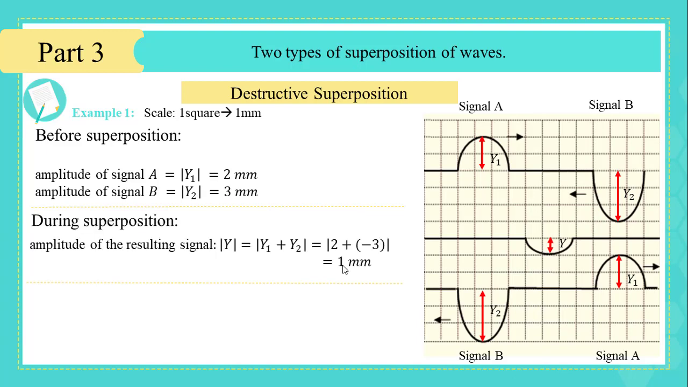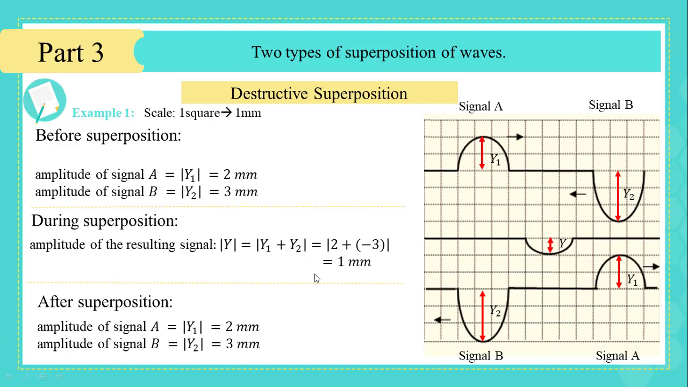During superposition, if we want to find the amplitude of the resulting signal, then we have to add up the elongation of signal A and the elongation of signal B, which are y1 plus y2, equal to absolute 2 plus minus 3, which is equal to 1 mm. After superposition, the amplitude of signal A is equal to 2 mm and that of B is equal to 3 mm.